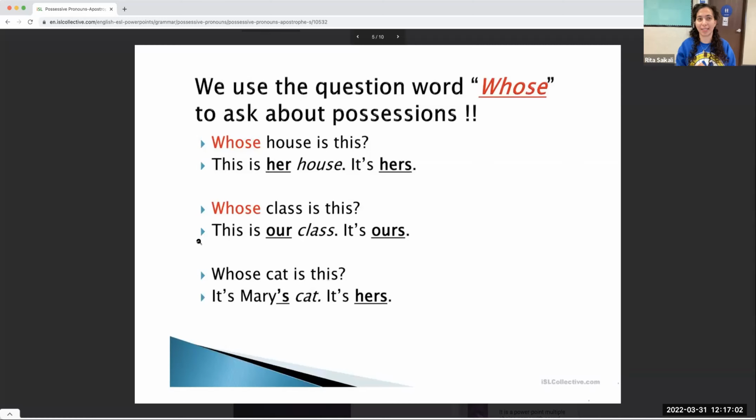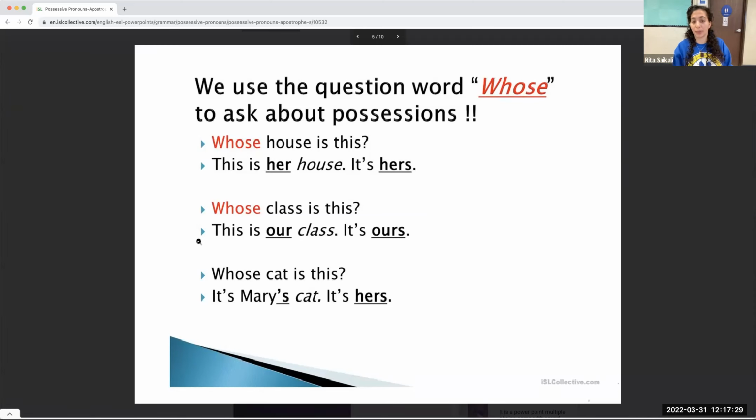Ours, is that a possessive adjective or a possessive pronoun? Possessive pronoun. Why is that? Can anybody tell me? Anyone? Okay, it's a possessive pronoun because it replaces class. Okay? And whose cat is this? It's Mary's cat. It's hers.